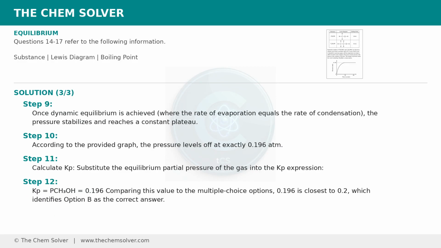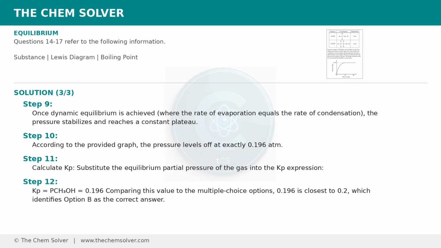Once dynamic equilibrium is achieved, where the rate of evaporation equals the rate of condensation, the pressure stabilizes and reaches a constant plateau. According to the provided graph, the pressure levels off at exactly 0.196 atmospheres.